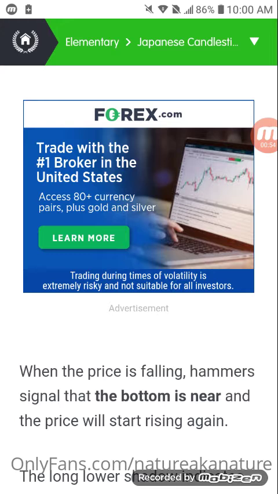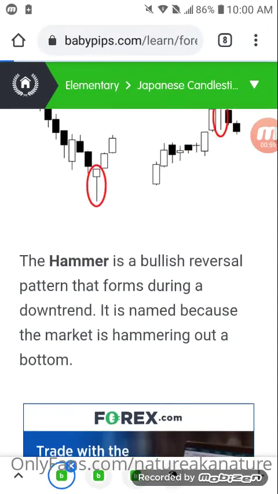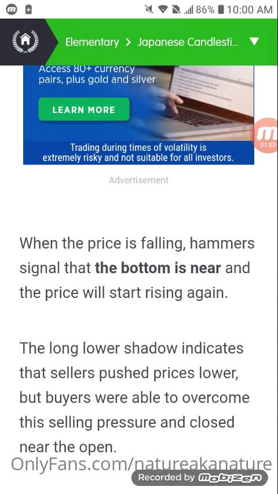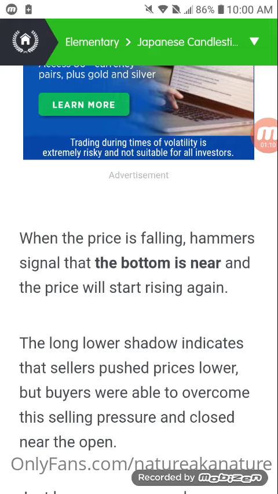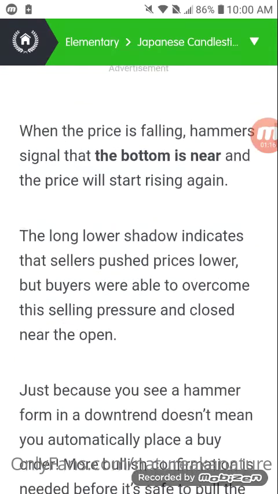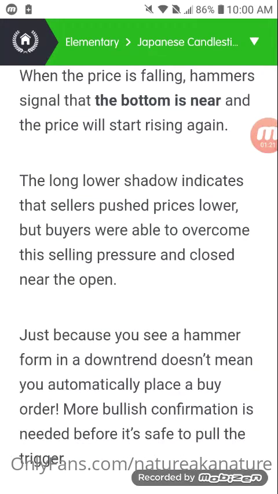When price is falling in a downtrend, the hammer signals that the bottom is near and that price will start rising again. The long lower shadows indicate that sellers pushed price lower, but buyers were able to overcome the selling pressure and close near the opening. Just because you see a hammer form in a downtrend doesn't mean you automatically place a buy order. More bullish confirmation is needed before you can safely pull that trigger.